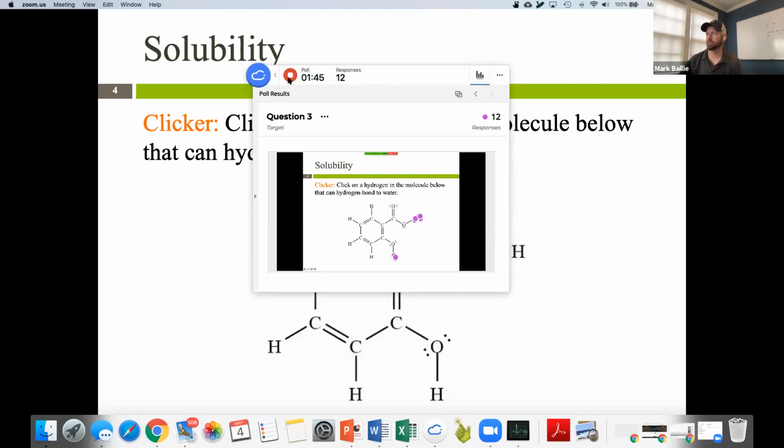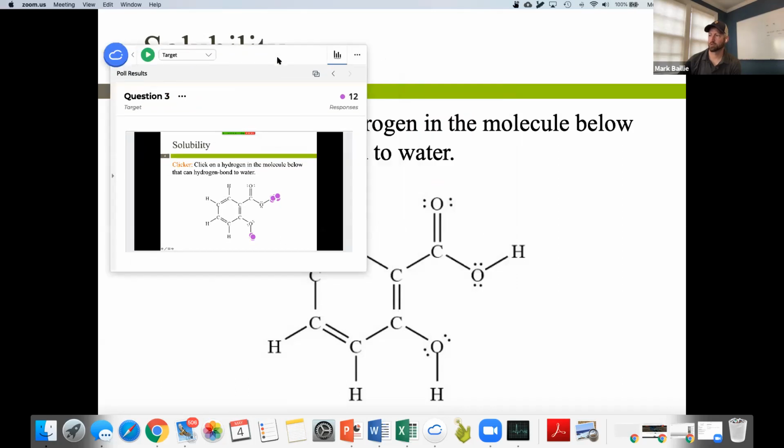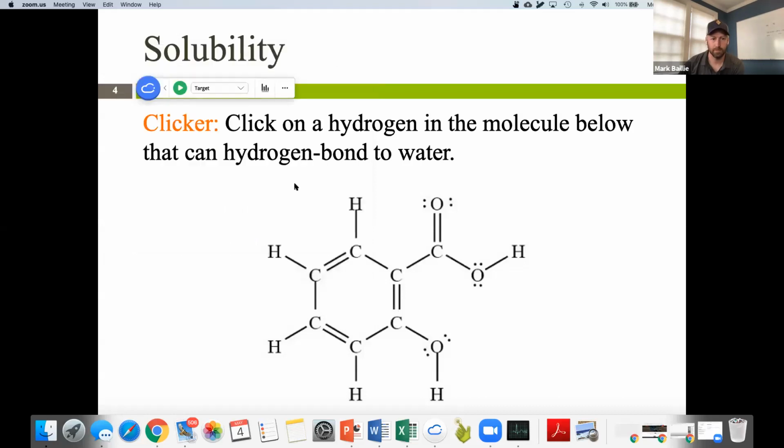So someone changed their answer. All right, we have 12 responses right now that are focused on 2 hydrogens. They're focused on this hydrogen out the far right side, and the hydrogen down at the bottom. Someone selected this hydrogen out here on the left side at first. Why is that not an appropriate answer for something that can hydrogen bond with water? Why is this hydrogen not appropriate?